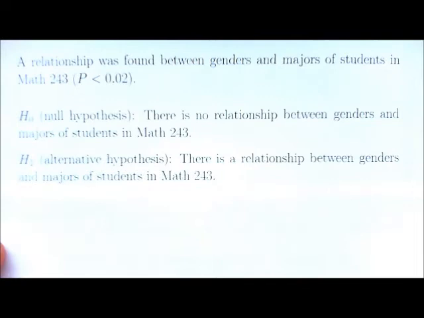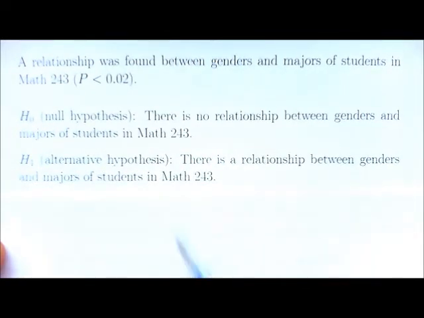Okay, moving on to our second example from the previous lesson. In this case, the conclusion was that a relationship was found between genders and majors of students in Math 243. Here our p-value is less than 0.02, or less than 2%. Just a reminder, here's the null and alternative hypothesis.